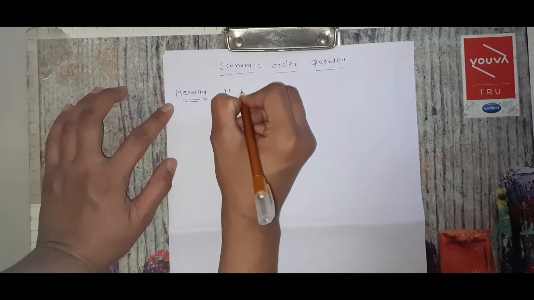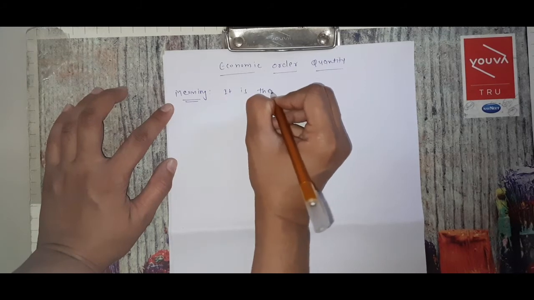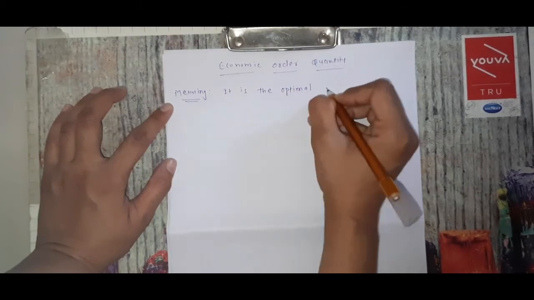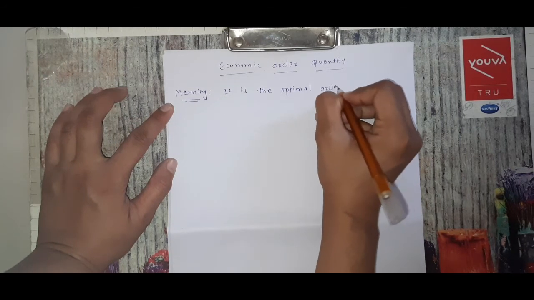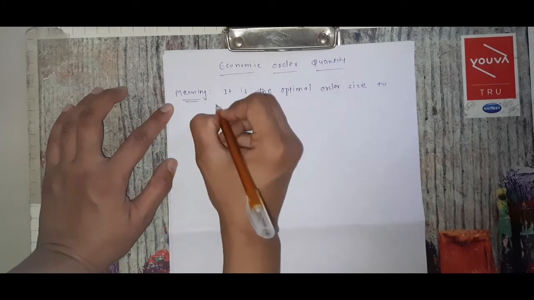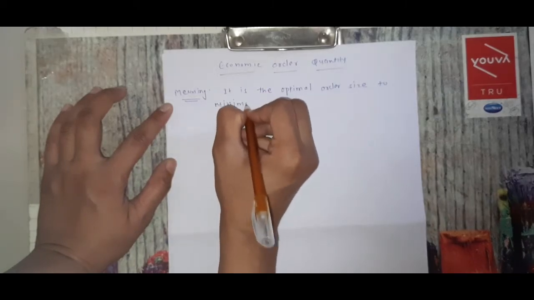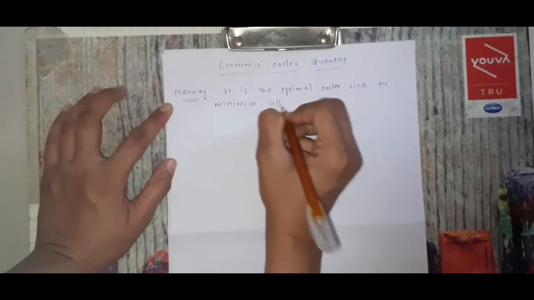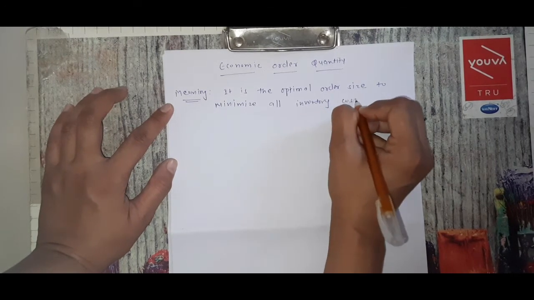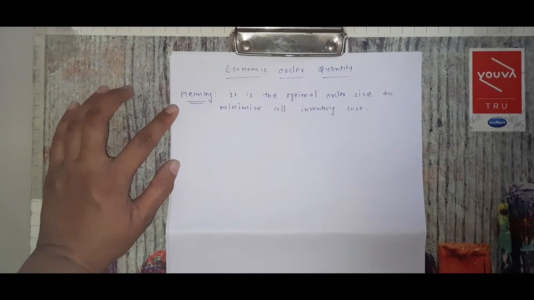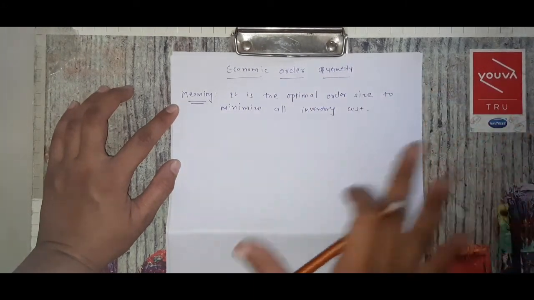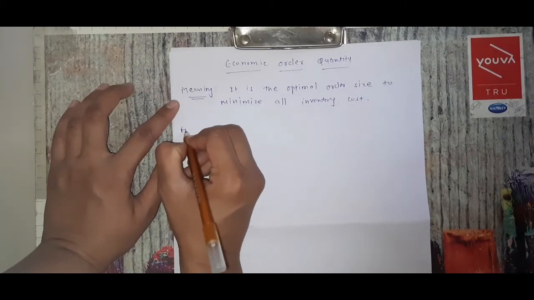It is the optimal order size to minimize all inventory cost. So what is the meaning? It is an optimal order size to minimize all the inventory cost. So now let's go for the formula.